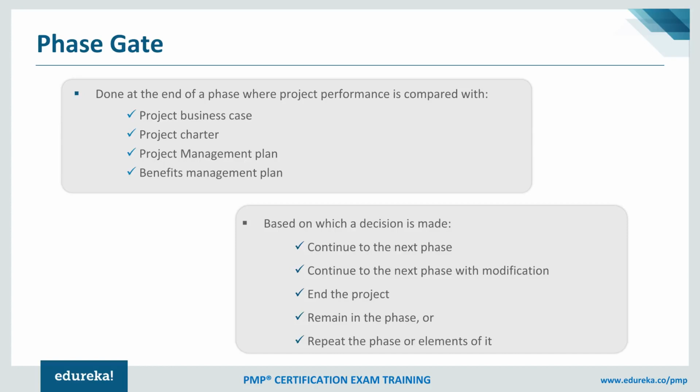Or we could just remain in the phase and extend it. So if you are in requirements and you're behind the schedule, or you're not able to achieve what you have put up as a part of the plan, then you might need to extend it, or you agree to extend that plan. Or you could also repeat the phase or elements of it. You could extend it, you could repeat it. These kinds of decisions are taken based on the phase gates that we agreed and put up in these documents. These are the project documents, and these are definitely important.